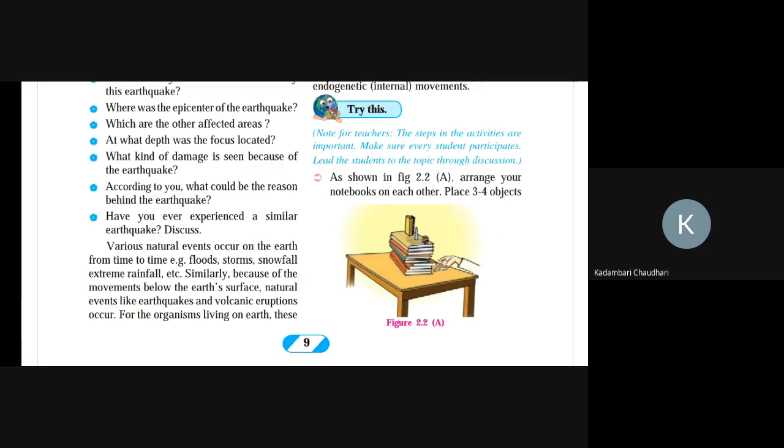So what are these natural activities or natural events? Floods, storms, snowfall, extreme rainfall, etc.